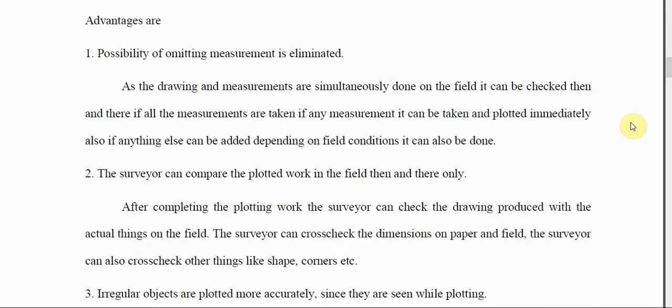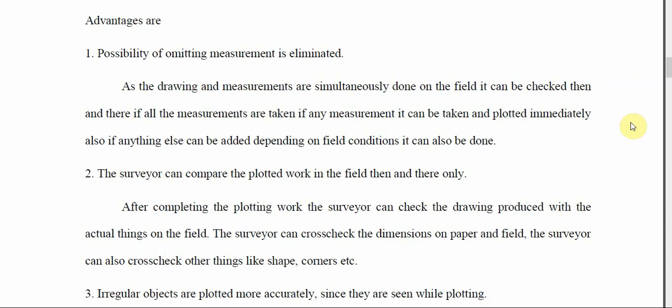Now, a quick recap. The advantages of plane table surveying are: possibility of omitting measurement is eliminated because we are doing both plotting and measurement on the field itself. So any possibility of omitting measurement is eliminated because everything is there before the surveyor's eyes.